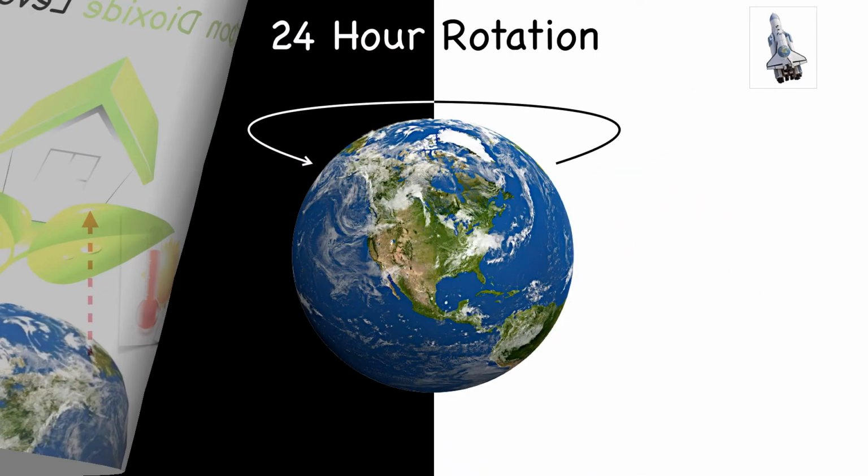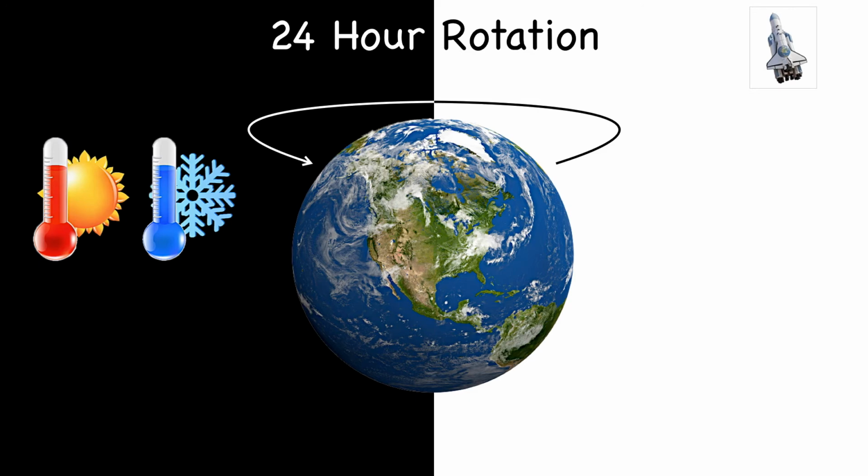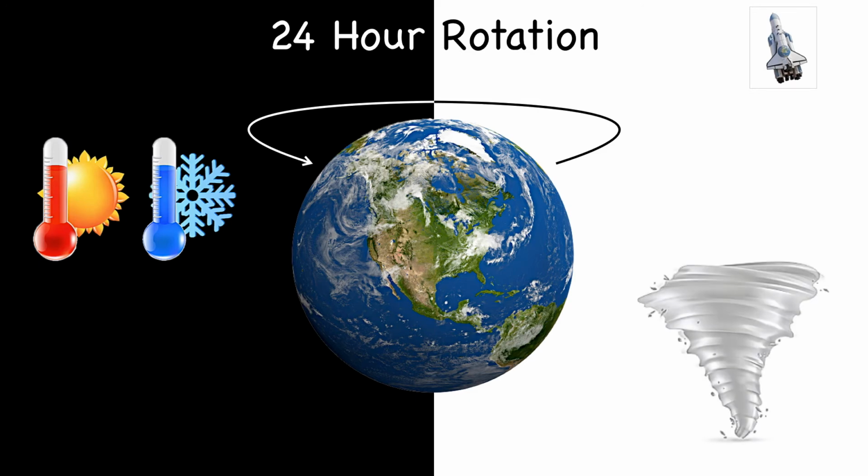Another constant is the Earth's 24-hour rotation. If longer than 24 hours, temperature differences would be too great to support life. If the rotation was slower, wind speeds on the planet would be too high.